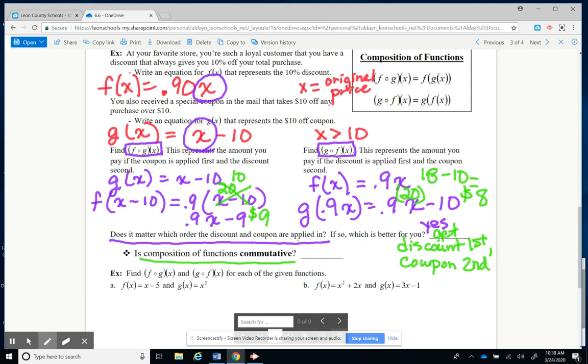That means it doesn't matter the order you do it in. Like if you commute, you go from school to home and from home to school. It's the same distance. Are the functions commutative? Does it matter the order you do this in? It matters the order. So no, they are not commutative. You cannot do them in any order you want and get the same answer.